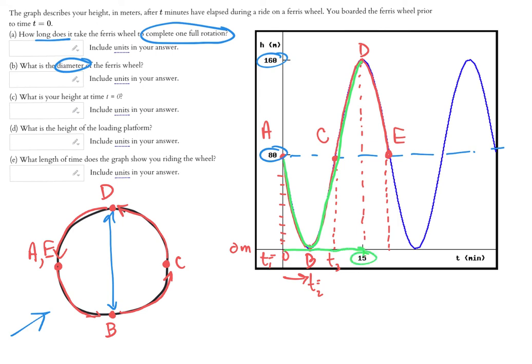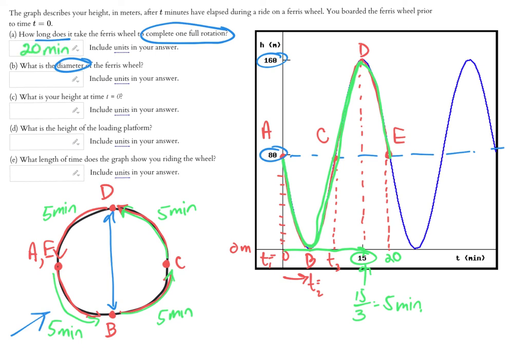And so if I divide that into thirds, I can see that from A to B, 5 minutes has passed by. From B to C, another 5 minutes has passed by. And from C to D, another 5 minutes has passed by. All right, so 15 divided by 3, that's where I got the 5 minutes from. Okay, and so to get back to point A from D to E, that must be another 5 minutes. So to complete one full rotation, to go from point A to point E, if I take 5 and add it to 15, that tells me that it took 20 minutes. So 20 minutes to complete one full rotation.